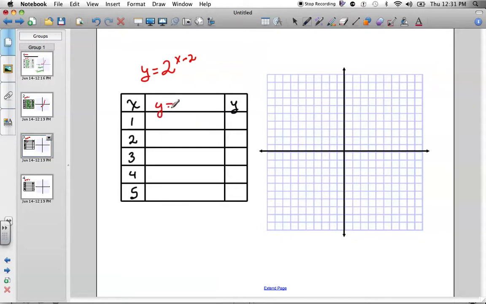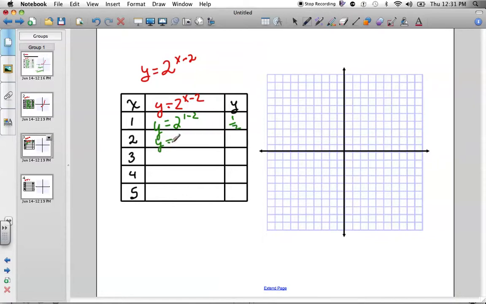On this, we have y equals 2 to the x minus 2. The -2 is with the exponent, so that's important when we go through here. Using our order of operations, 2 to the 1 minus 2 power. When we do that, we'll get a value of 1/2.